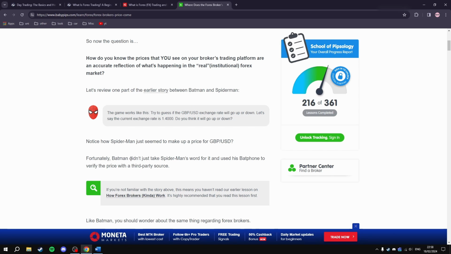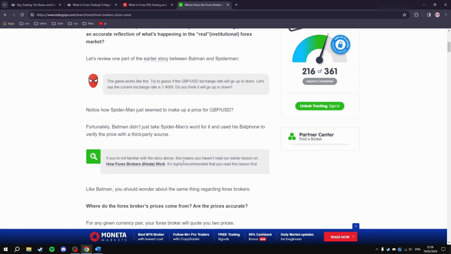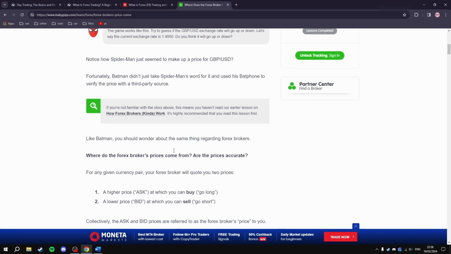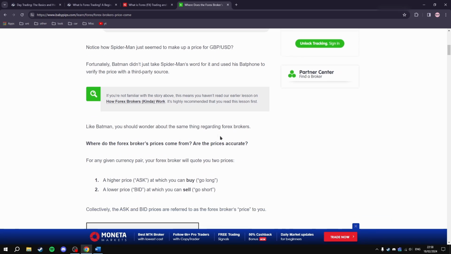Fortunately, Batman didn't just take Spider-Man's word for it and used his bat phone to verify the price with a third-party source. If you're not familiar with the story above, this means you haven't read our earlier lesson on how Forex brokers kind of work. It's highly recommended that you read this lesson first. Like Batman, you should wonder about the same thing regarding Forex brokers. Where do the Forex broker's prices come from?